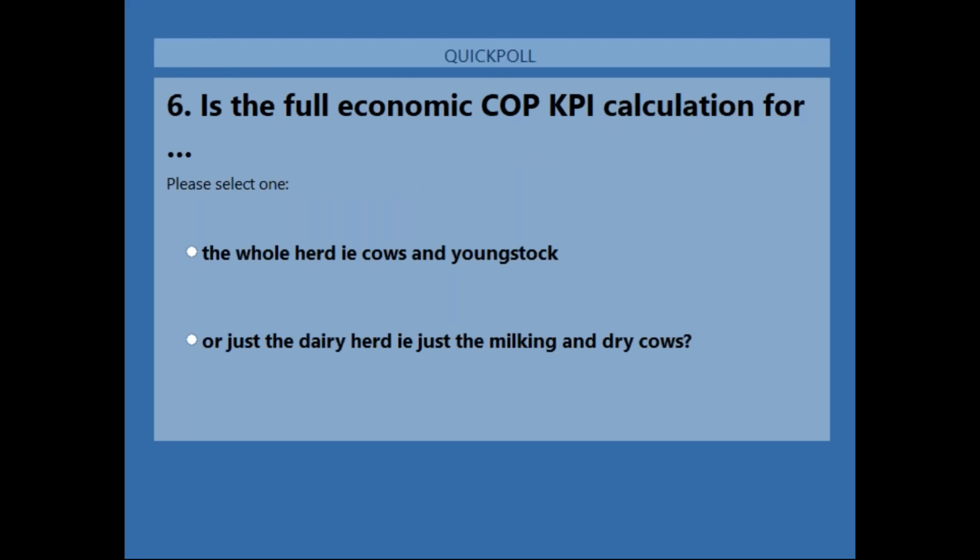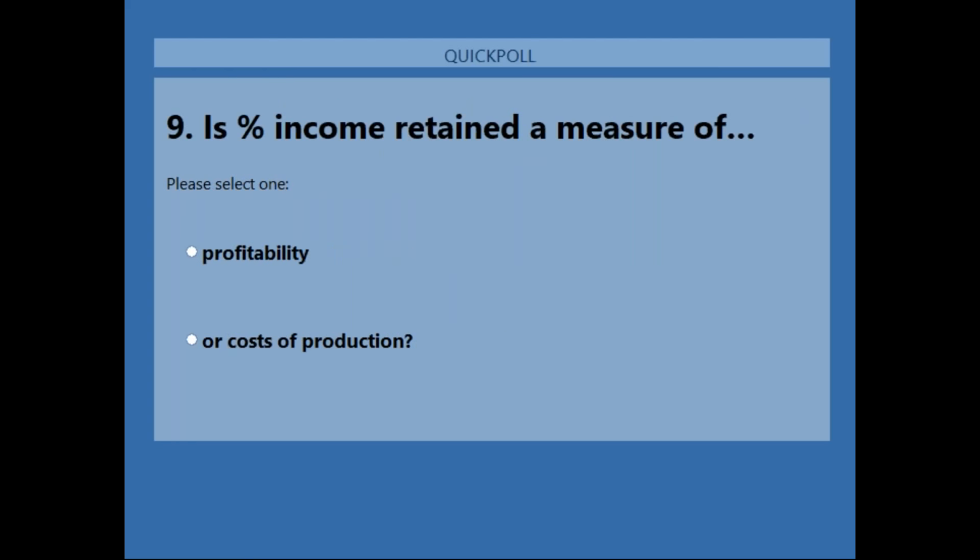Okay, thank you, Mark. And is it the last one now? Question 9? Yeah. Okay. So question 9, is percentage of income retained a measure of profitability or cost of production?